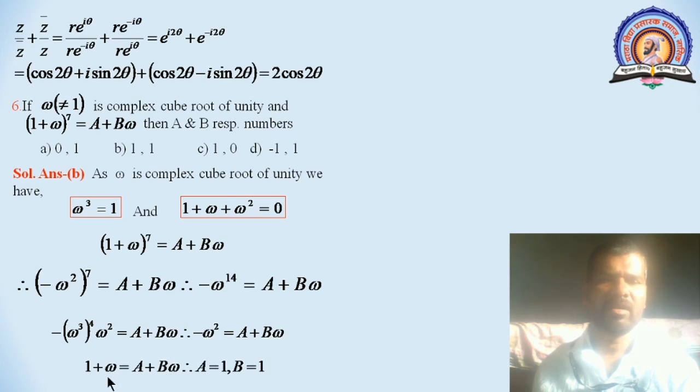And on comparing, the coefficient of omega is b and the constant is a. So here the coefficient of omega is 1 and the constant is 1. Therefore, a is equal to 1 and b is equal to 1. So here the option is B, 1, 1.